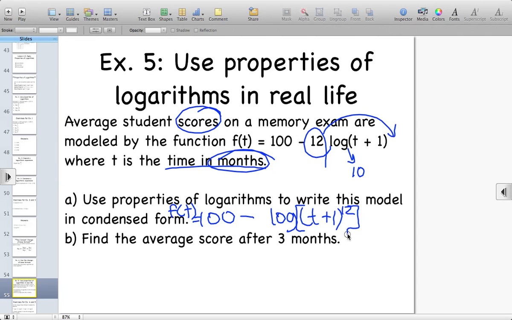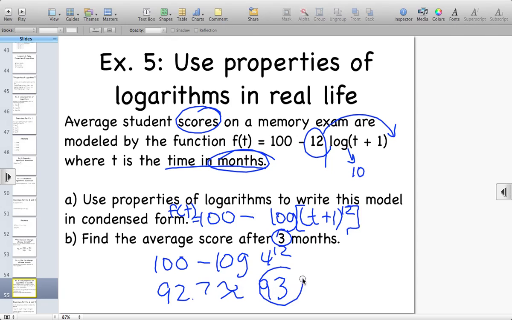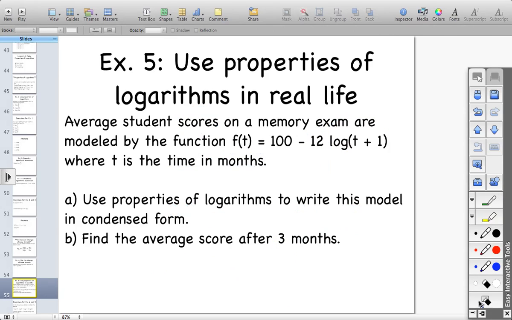So plug in your numbers and we get 100 minus log of 3 months, so 3 plus 1 is 4, 4 to the 12th power. Plug that into your calculator and you get 92.7, which we could round to 93. So that would be our score. Score is not given to us in a particular point. So we don't have to worry about a label. Scores usually don't have a label.